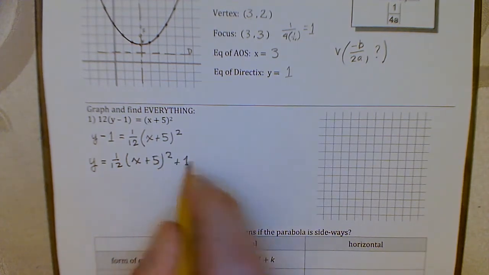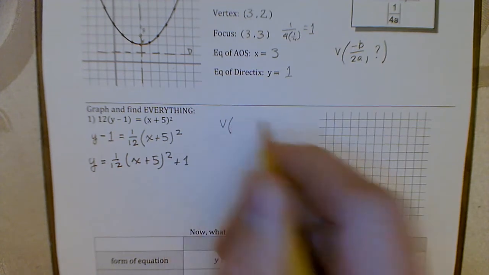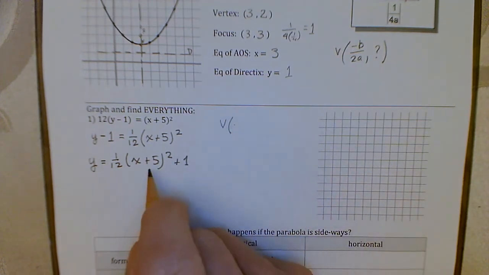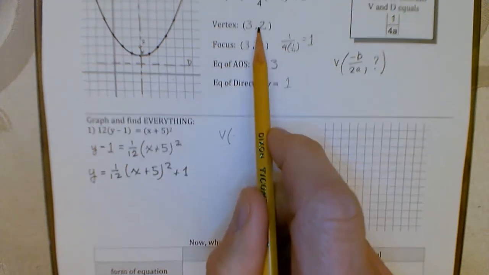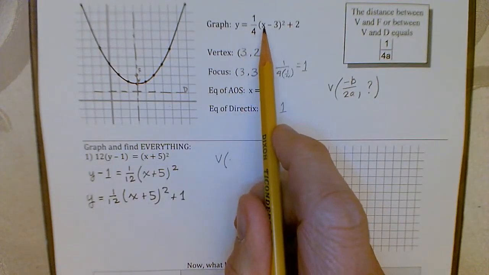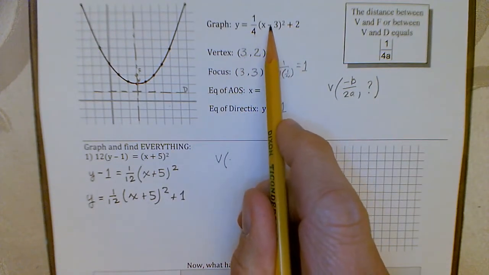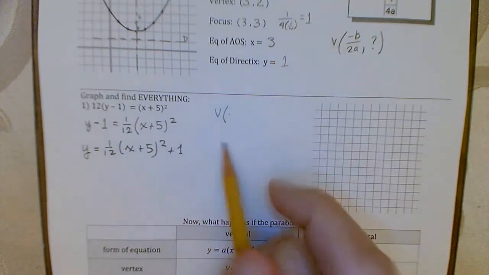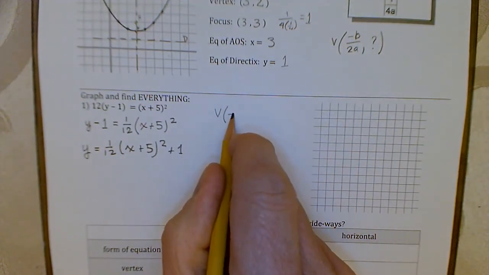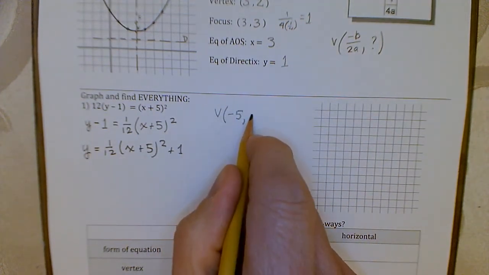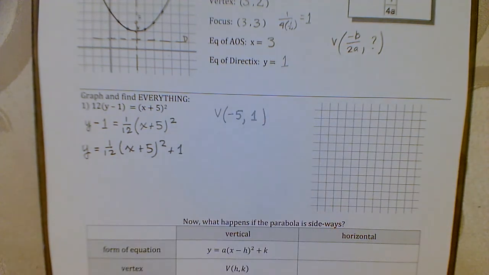And plus 1. So the vertex for this is clearly going to be, remember, the opposite of this value. Up above, it was 3 because it was minus 3. So it's the opposite, including the sign. And so this is going to be at -5, 1. Okay, so that is the location of the vertex.